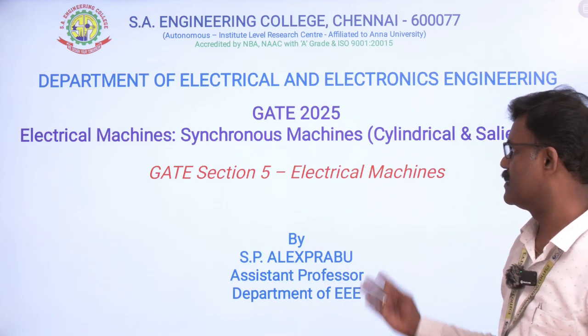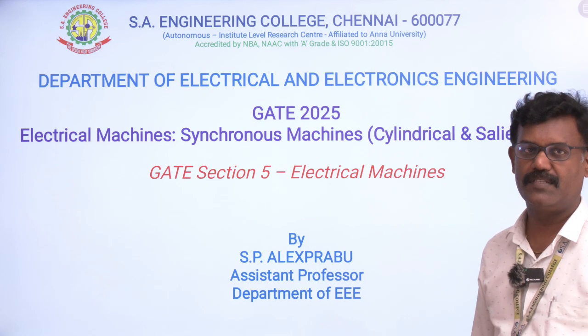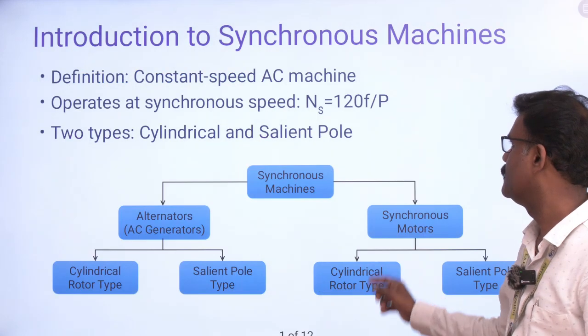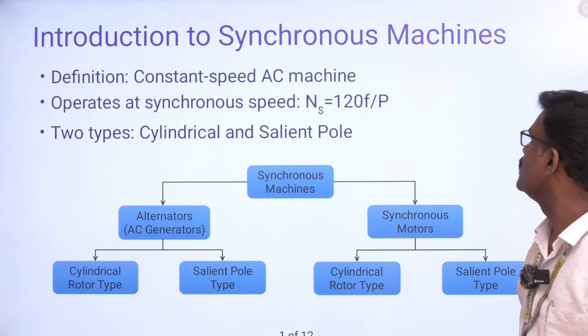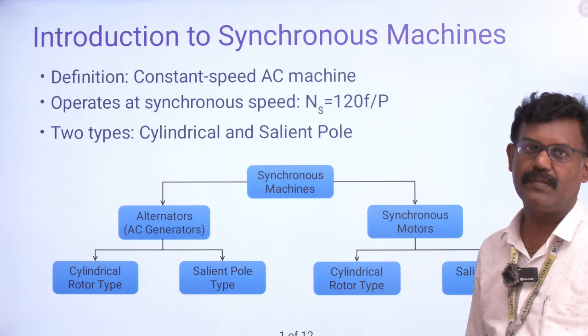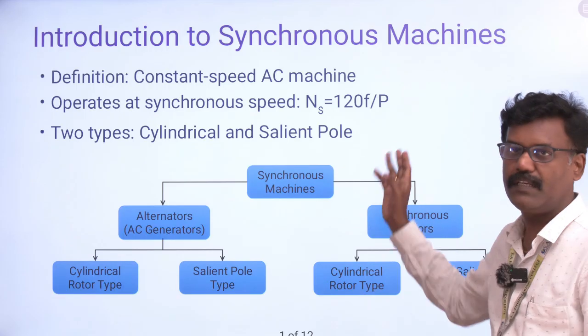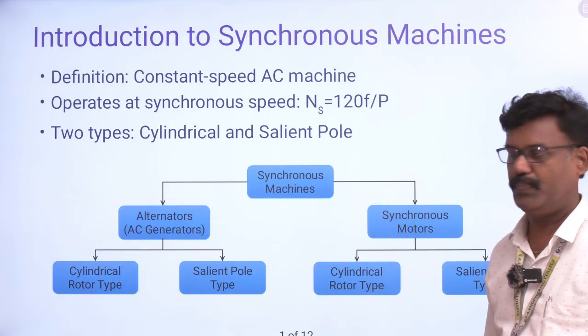Today we are going to discuss synchronous machines under the section Electrical Machines. Introduction to synchronous machine. Synchronous machine is a constant speed machine. The synchronous speed will be given here. Ns is equal to 120F by P.